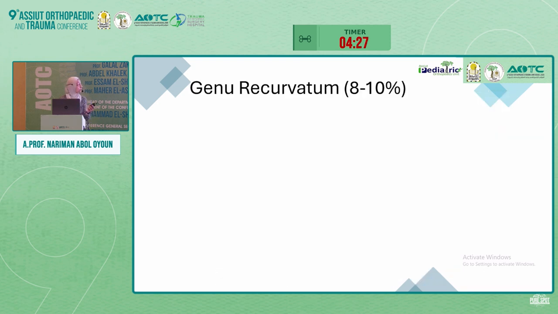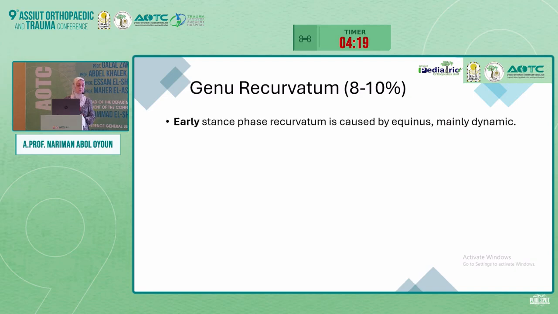Now I would like to go to the deformity in the other direction, which is genu recurvatum, which is not as common as flexion deformity, but it is a problem. And there are two kinds of genu recurvatum stance or genu recurvatum gait. There's the early stance recurvatum, which is mainly caused dynamically by the spasticity of the gastrocnemius and soleus.